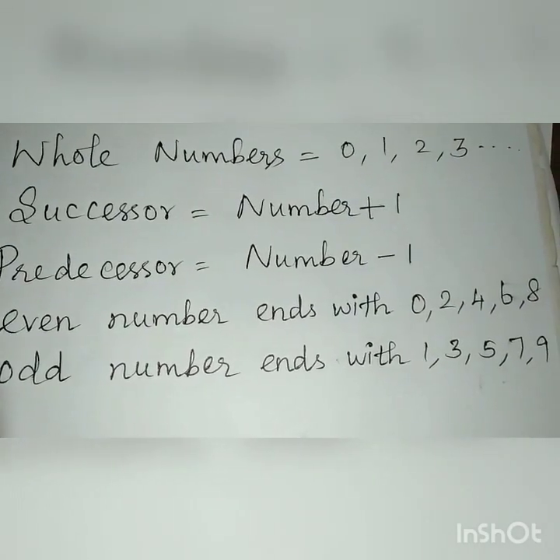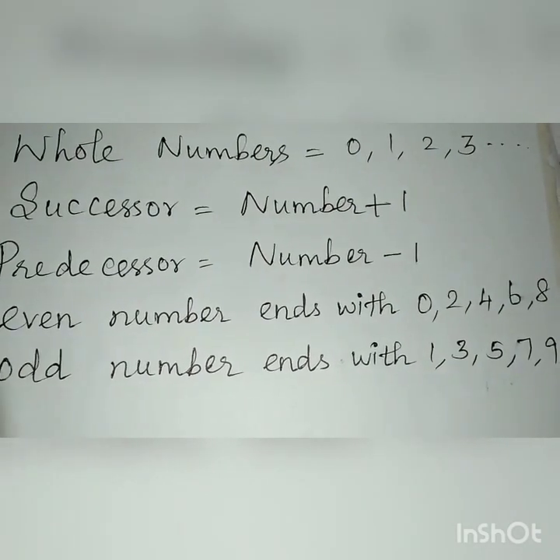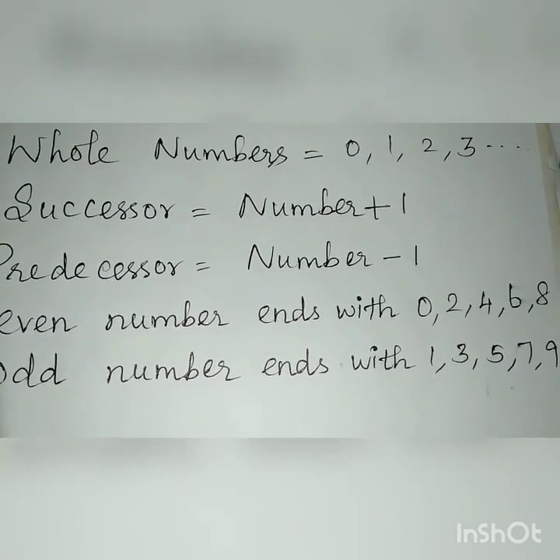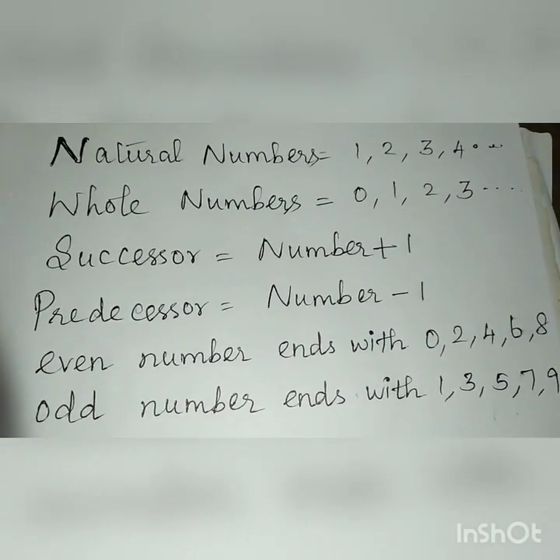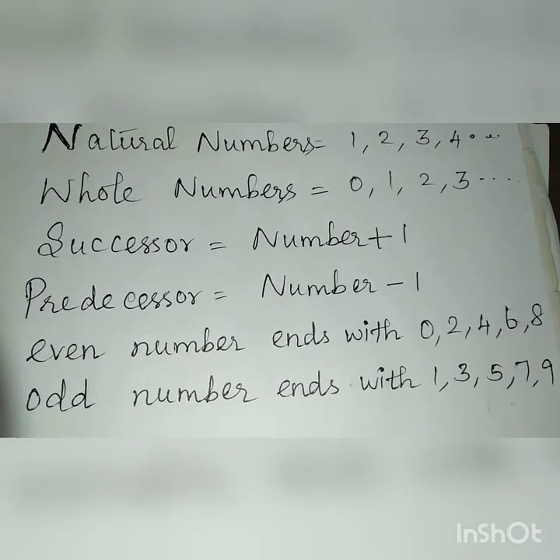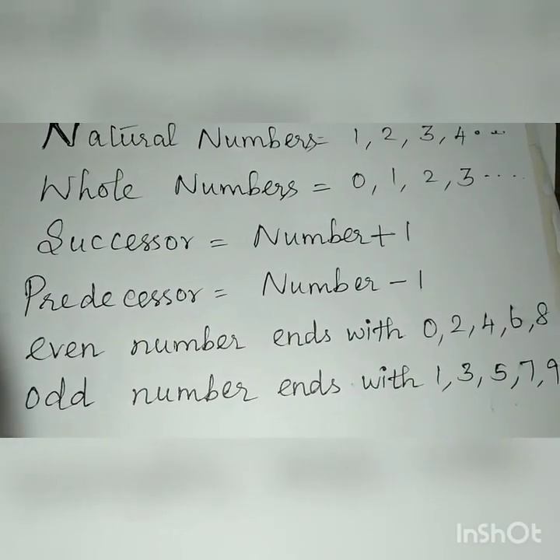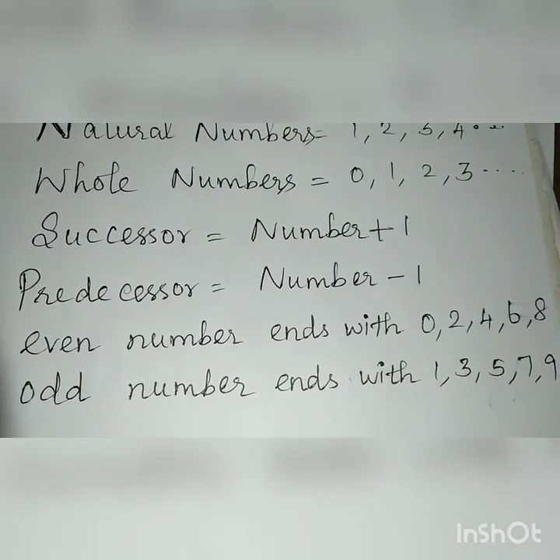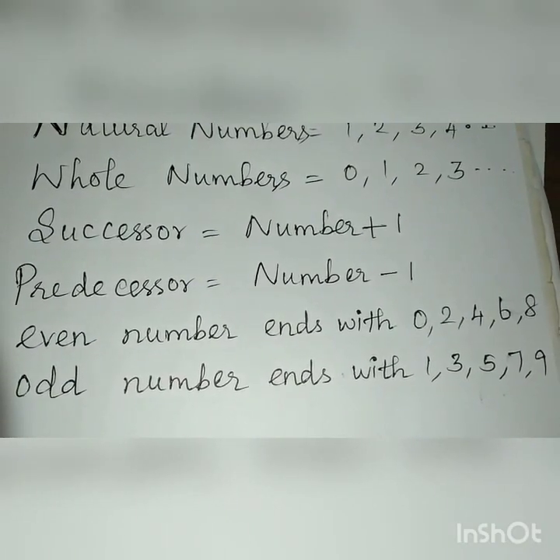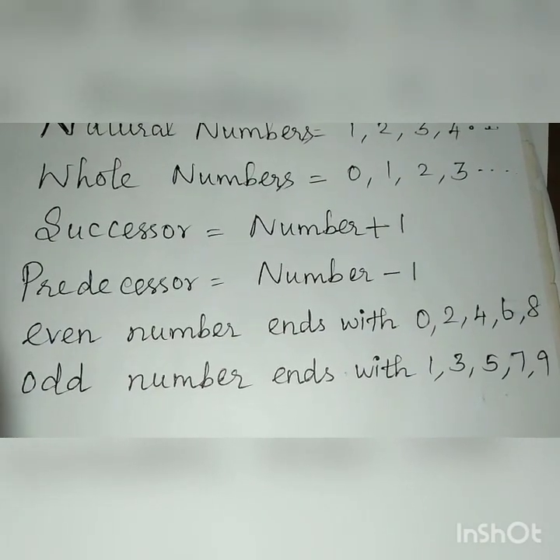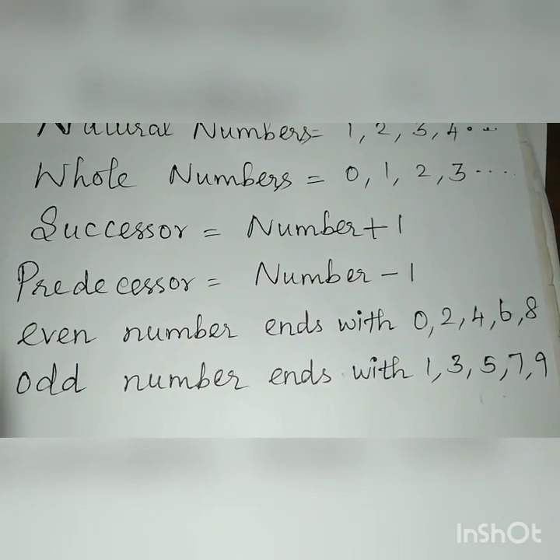Odd numbers end with 1, 3, 5, 7 and 9. Natural numbers start with 1. Whole numbers start with 0. Successor means you have to add 1 to the number. Predecessor means you have to subtract 1 from the number. Even numbers end with 0, 2, 4, 6 and 8. Odd numbers end with 1, 3, 5, 7 and 9.